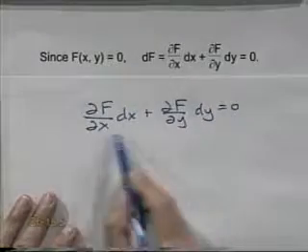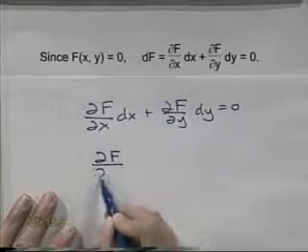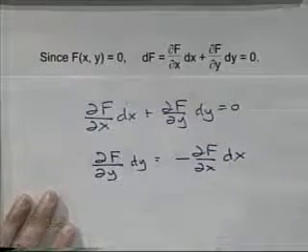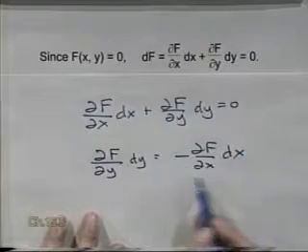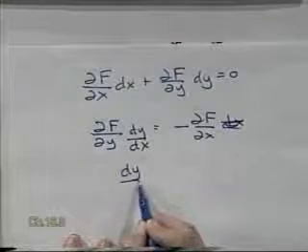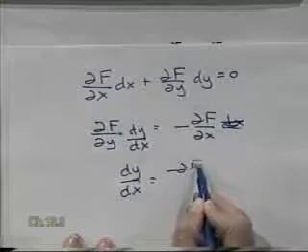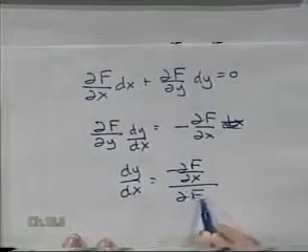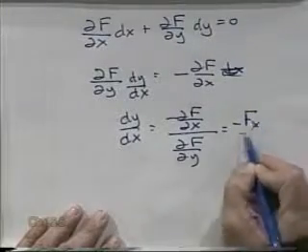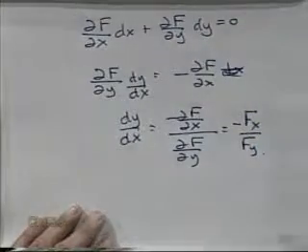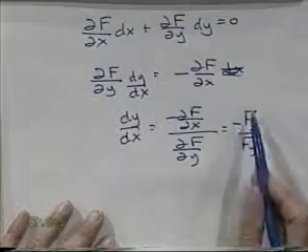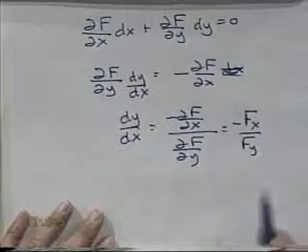Now how am I going to do that? Well, first I'm going to throw this to the other side. Now if I want dy/dx, I'm going to divide by dx on both sides, and divide by the partial of F with respect to y on both sides. And look what I get here. dy/dx is just equal to minus the partial of F with respect to x over the partial of F with respect to y.